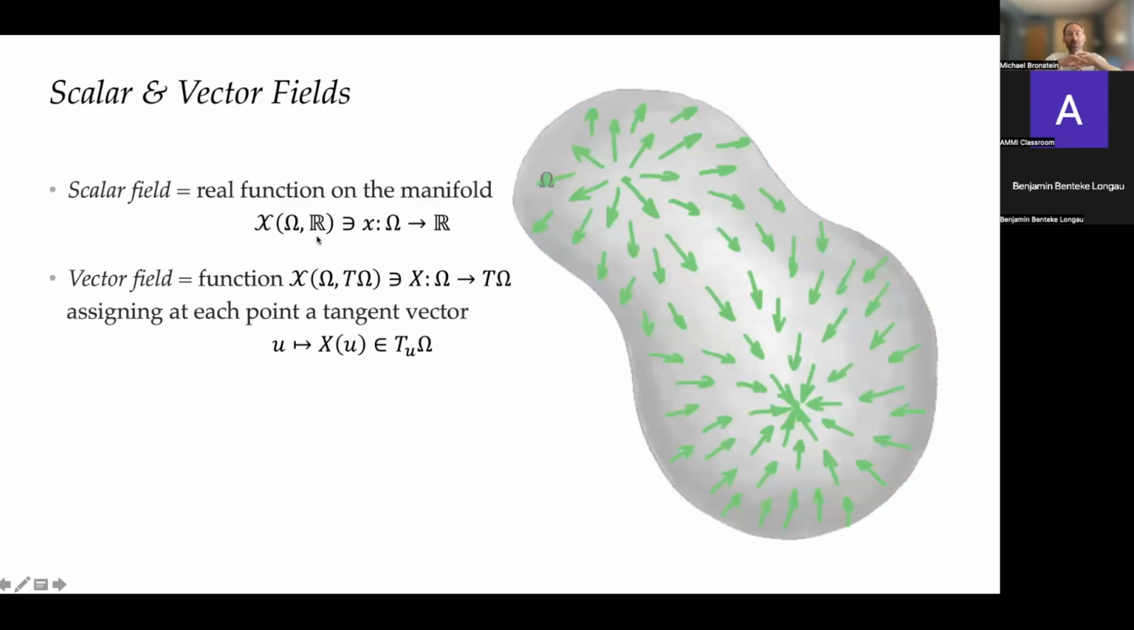Okay, what is a vector field? It's a function that takes us from every point on the manifold to the tangent space, or the tangent bundle. So at every point, it assigns a tangent vector in the corresponding tangent space at that point.